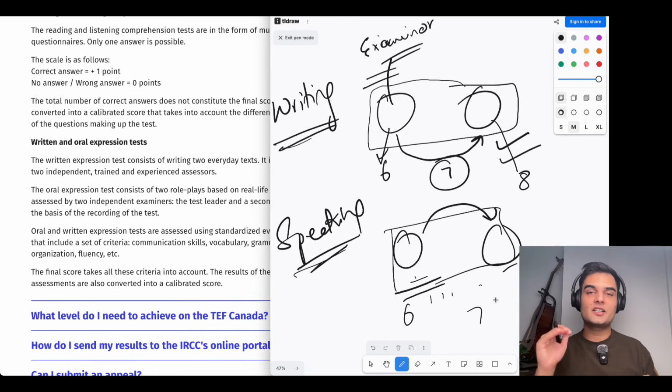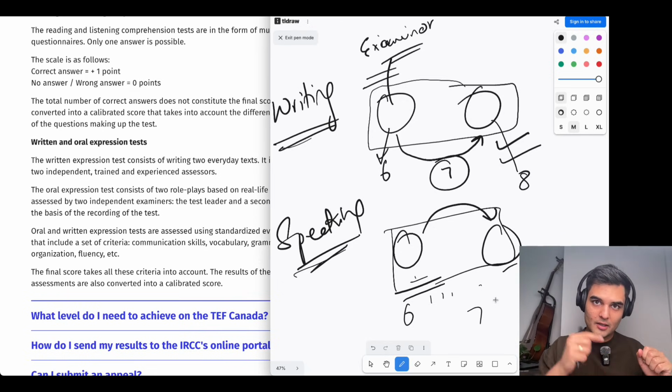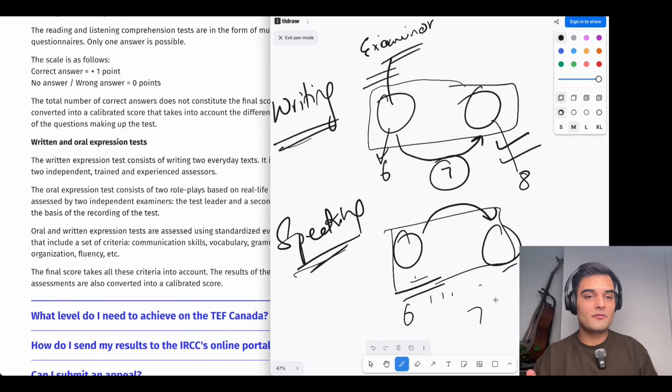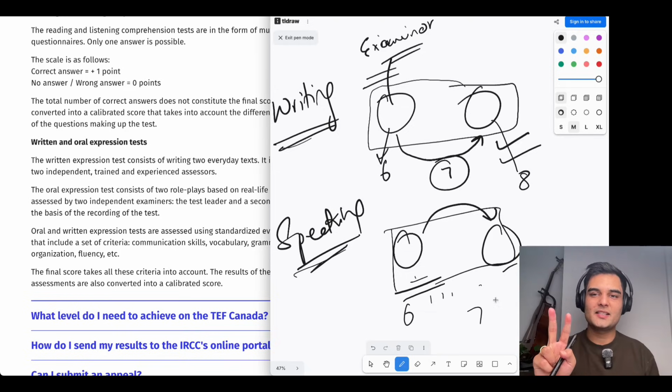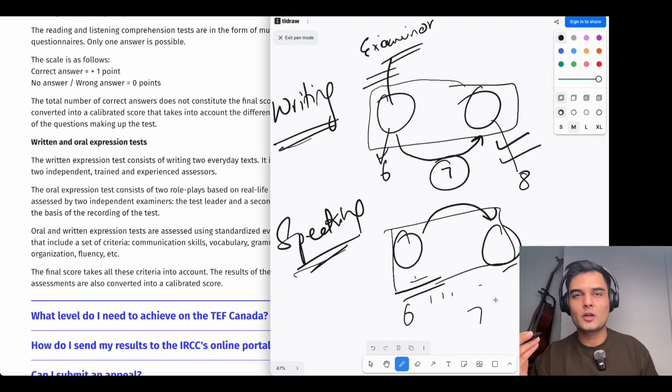So the writing and speaking tests are checked twice. One by the examiner who is taking your exam, and the second time it is sent to the headquarters to get checked, and whatever the average score is, that's what you get. You can also put it into re-evaluation, but because it already happens twice, the chances of getting a higher score on re-evaluation are very, very low, but it can still happen.